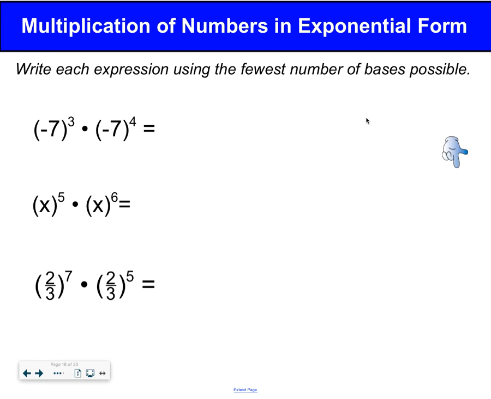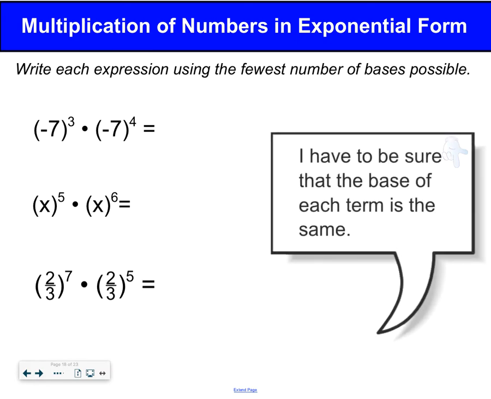Today in class we worked on multiplication of numbers in exponential form. So we want to write each expression using the fewest number of bases possible. One of the most important things to remember is that we have to be sure that the base of each term is the same. So if we take a look at the examples on this page, in the first one we do have -7 and -7 as our base.